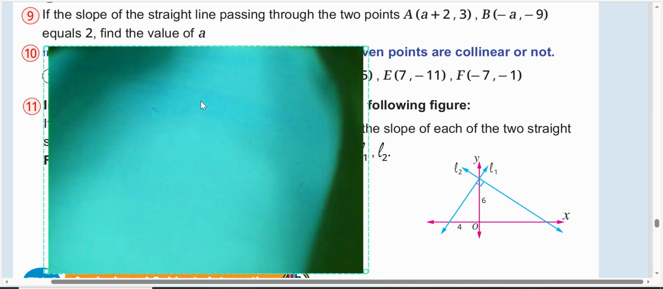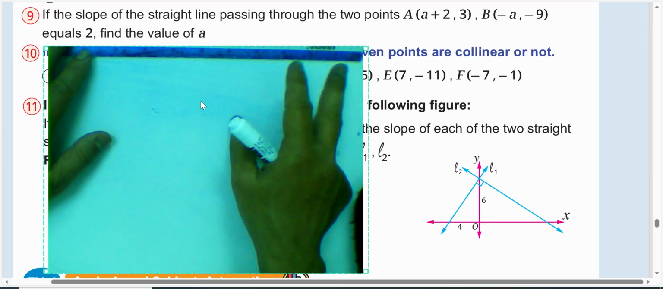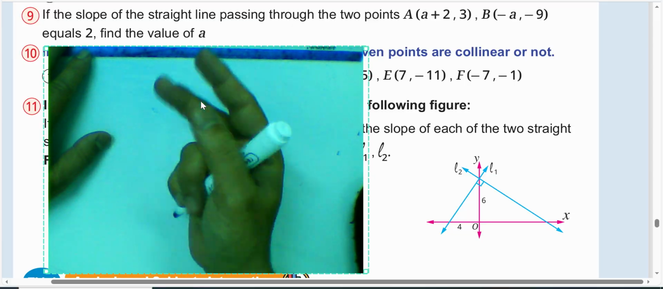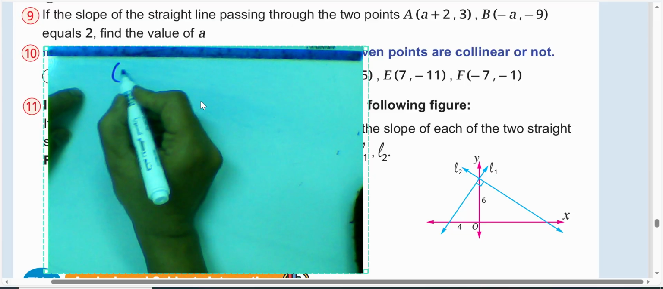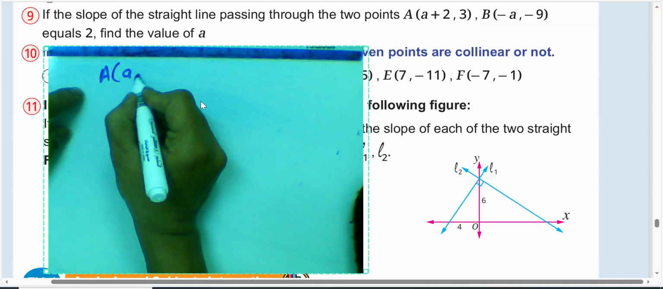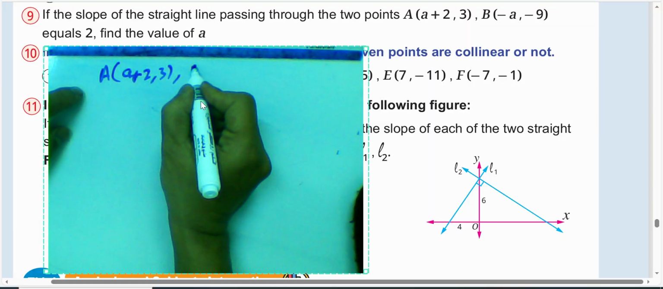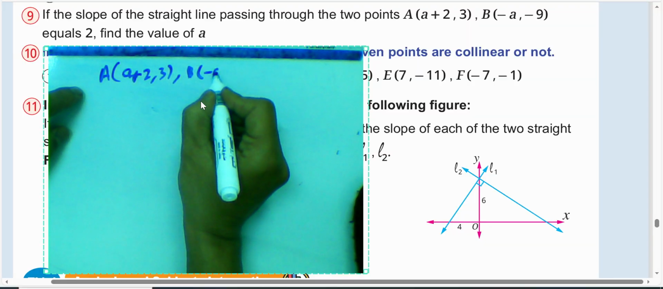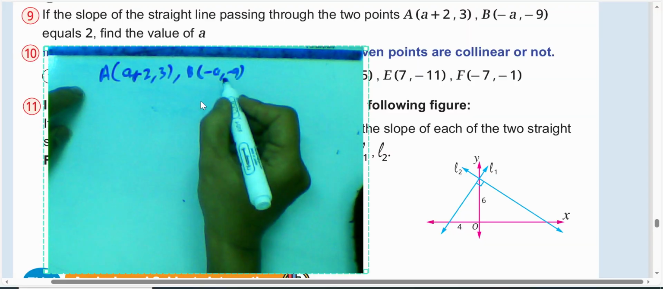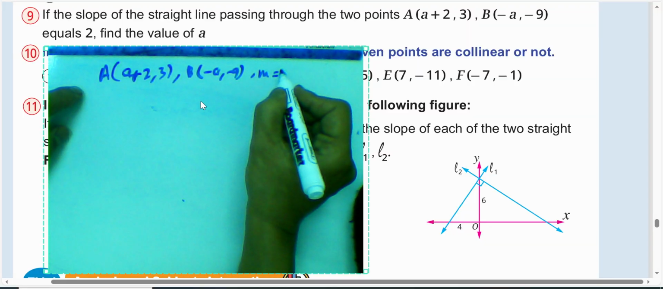If the slope of the straight line passing through two points A and B equals 2, find the value of A. Okay, we know the first point is (A plus 2, 3) and the second point B is (negative A, negative 9). He gave me the slope was 2.